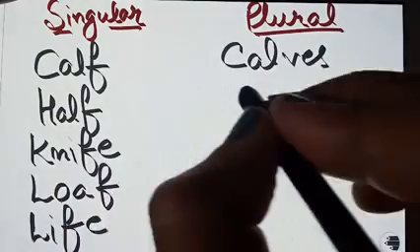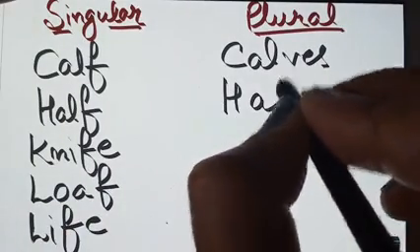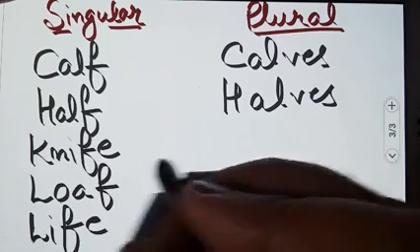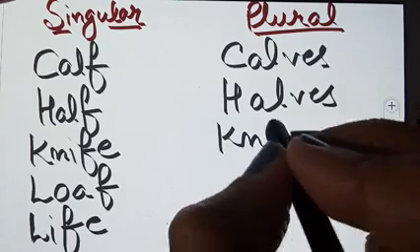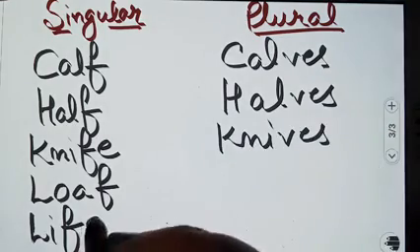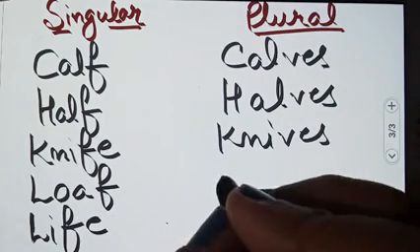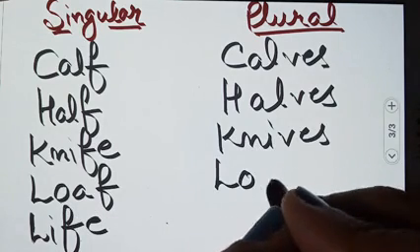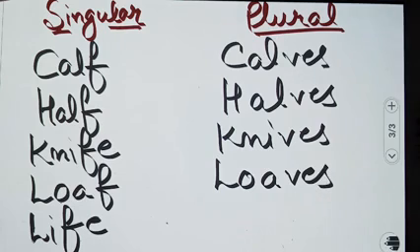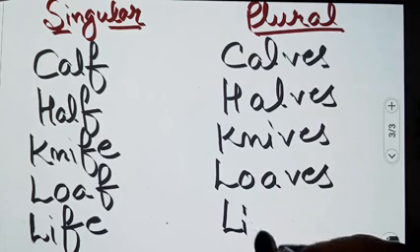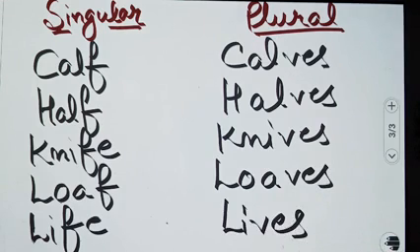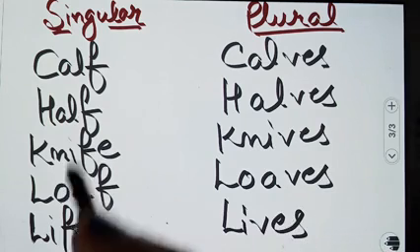Like that, half is there, so it will become halves. Knife, knives, F will be removed. Loaf is there. Life will become lives. So like that you will convert.